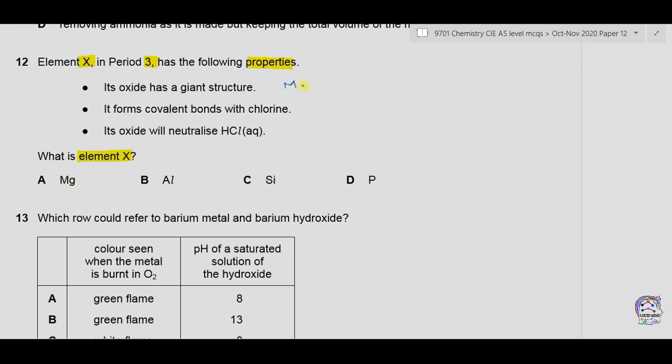Now the oxides will be MgO, Al2O3, SiO2 and P4O10. Magnesium oxide is an ionic compound, so it has a giant ionic structure. Aluminum oxide also has a giant structure. Silicon dioxide is a giant covalent compound, while phosphorus oxide is a simple molecular one.